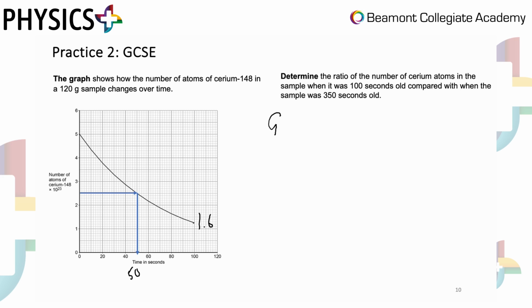So G, I've got the start as being 1.6. I need N, how many half-lives there are. So there's 50 into 250, that's the difference between 100 and 350. That is 5. Units are fine. Equation, start over 2 to the n will equal end.